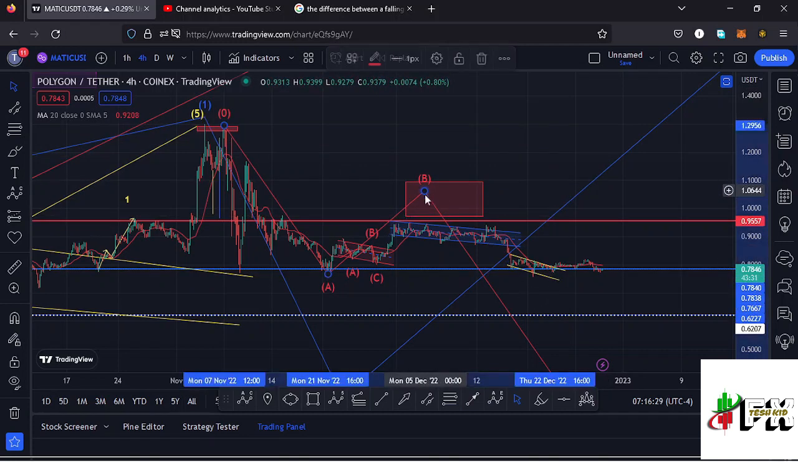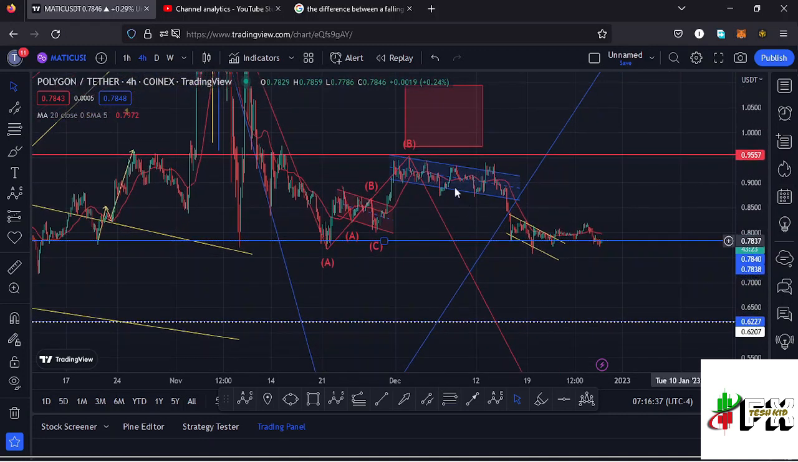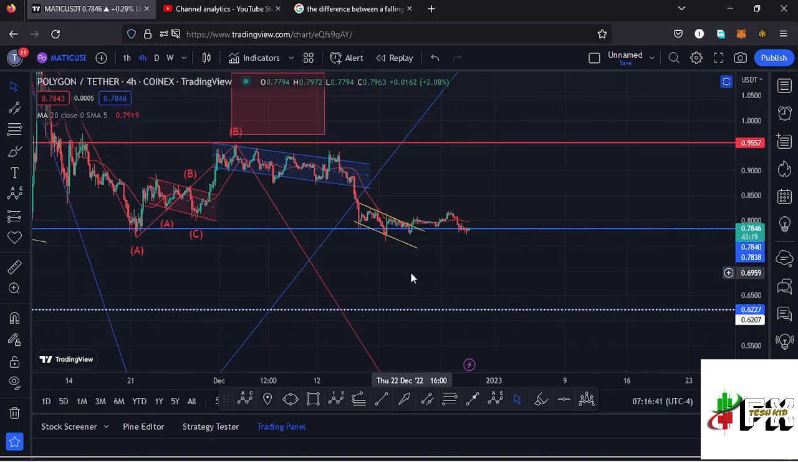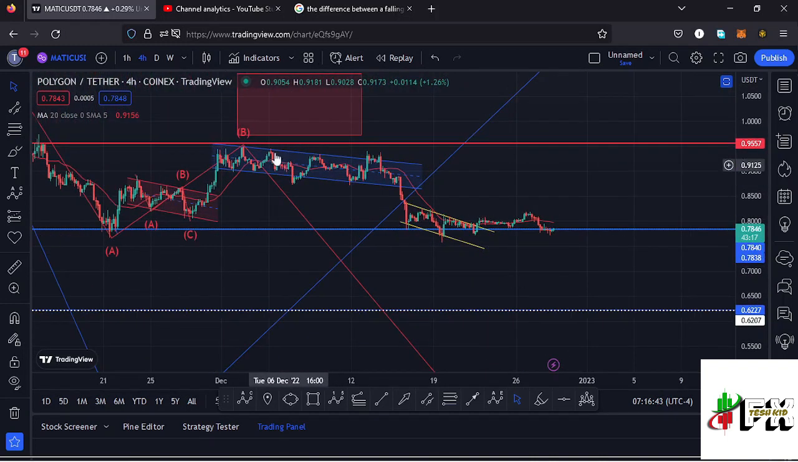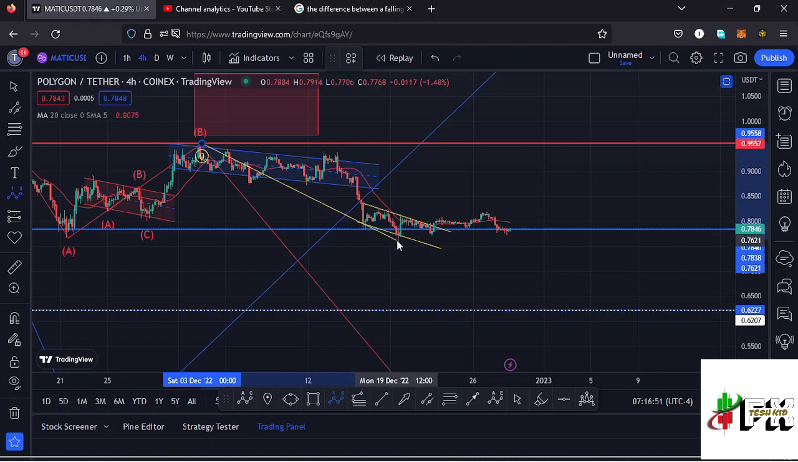And you can see we made our high in the formation of this wave B at around the $0.94 mark, and after making that high, we might have started this impulsive movement to the lower side in the formation of this wave C. And because a wave C is an impulsive wave, I also expect to see a 5-wave structure in the formation of this wave C, and I believe we are seeing such a structure right here, having this as the wave A, making our low at around the $0.75 mark.